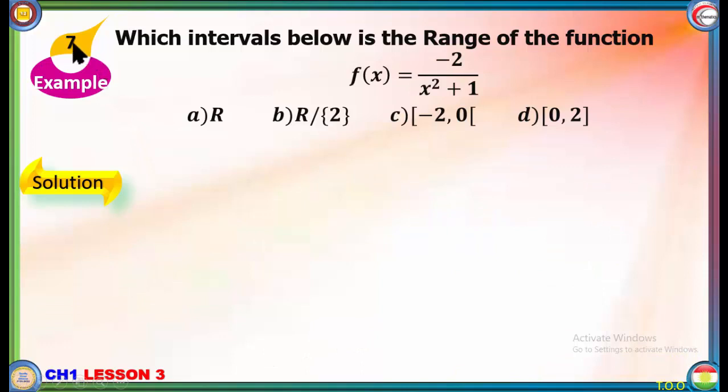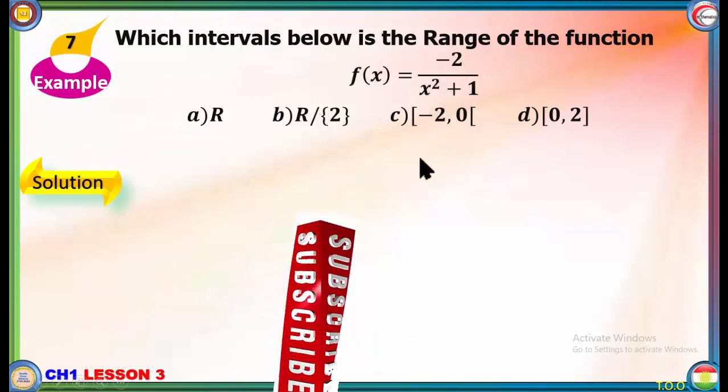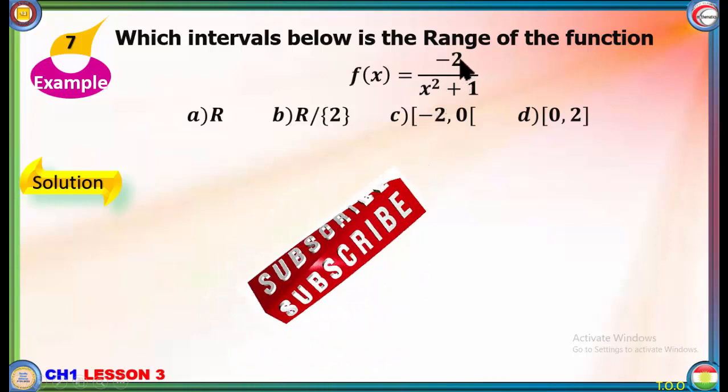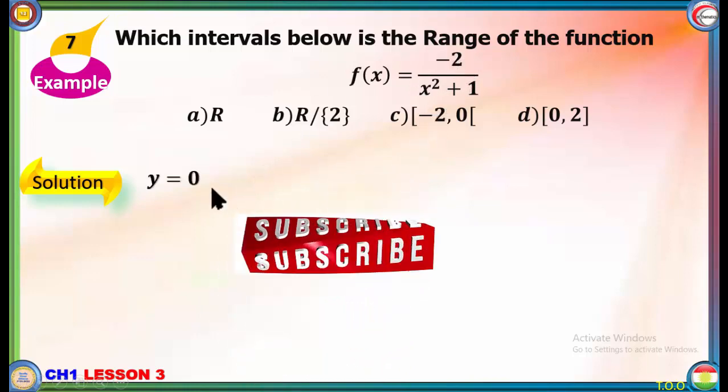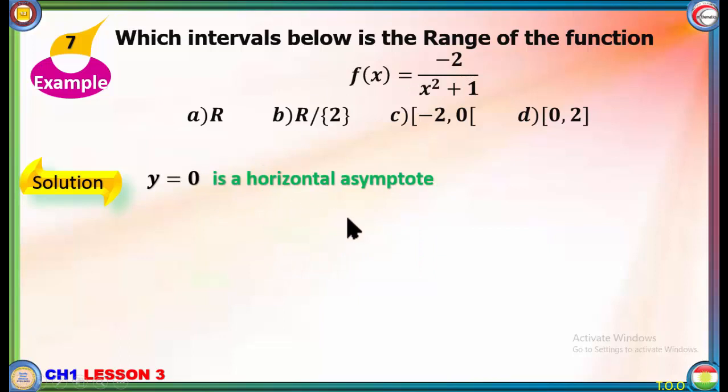Example number 7. Which interval below is the range of the function f(x) = -2 over x squared plus 1? To find the horizontal asymptote, because the degree of the numerator is less than the degree of the denominator, therefore y = 0 is a horizontal asymptote.